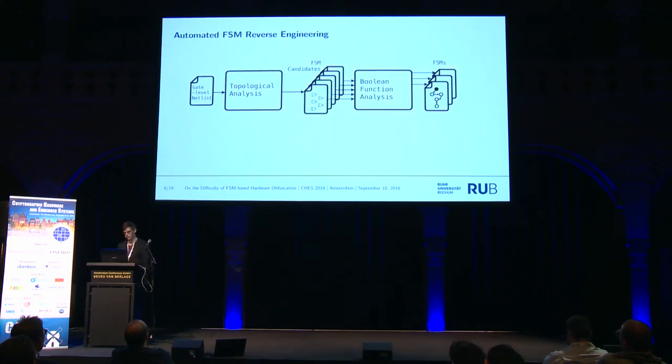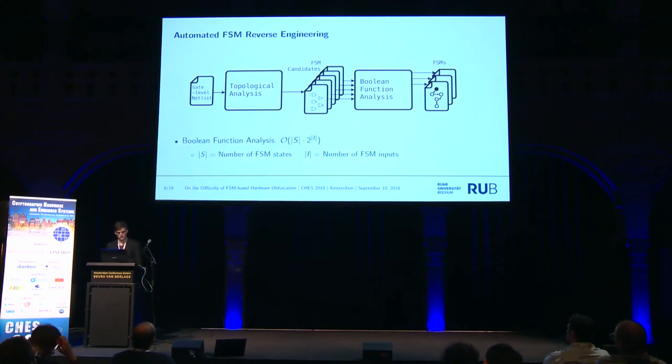And in the paper, we have formulated this as two algorithms. Basically, we start with the gate level netlist. We perform the topological analysis that uses basically these four properties as shown before. We get a set of FSM candidates, so the gates that might implement an FSM, and then we perform the Boolean function analysis to extract the state transition graph and further information for the FSM. So all the details are there in the paper. What is important, the complexity of this Boolean function analysis is basically the number of states multiplied with 2 to the power of the number of inputs. So for each state, we brute force all the inputs. So this is important for later.